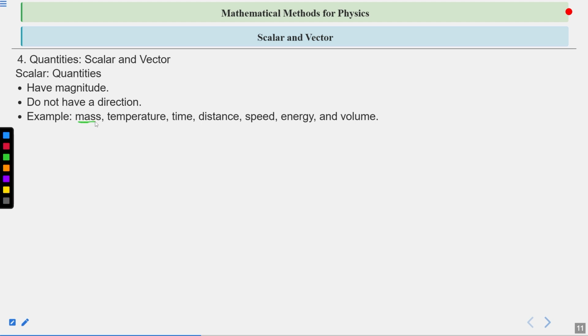Examples: mass, temperature, time, distance, speed, energy, and volume. So this is just a number that represents the magnitude. Mass 10 kg, 25 kg. Yes or no? So just numbers. Temperature 2 degrees Celsius, 5 degrees Celsius. Time 3 second, 2 second. Distance 4 meter, 3 meter, 2 meter. Speed 5 meter per second. Yes or no? Energy 40 joule. Volume 30 meter cube. So they consist only of numbers. Scalar means has only magnitude. That's it.